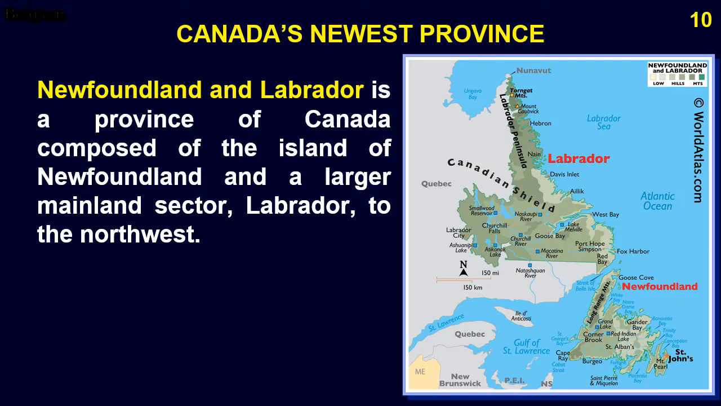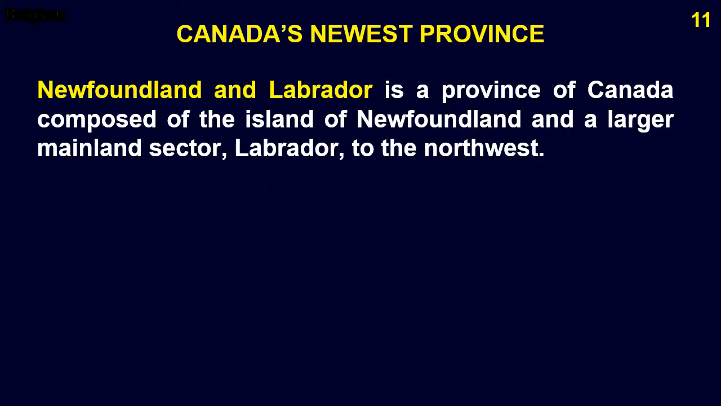Newfoundland and Labrador is a province of Canada composed of the island of Newfoundland and the mainland sector, Labrador, to the northwest. Newfoundland and Labrador is Canada's newest province, joining the Confederation only in 1949. Its name was officially changed to Newfoundland and Labrador in 2001.